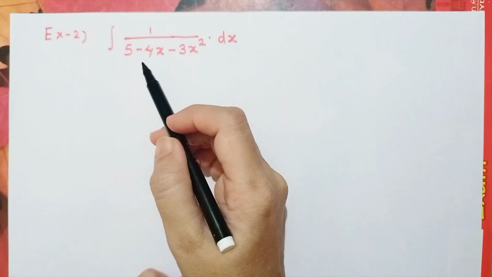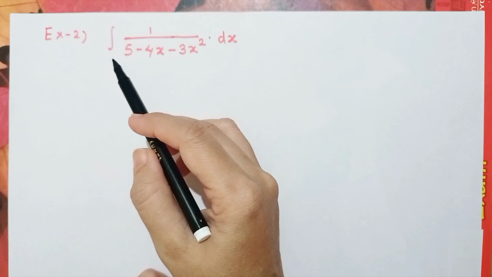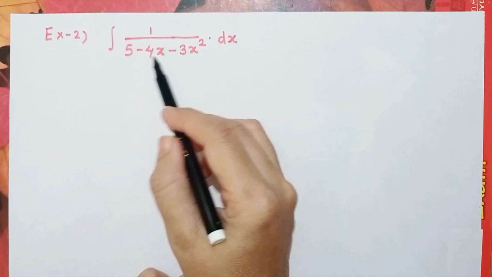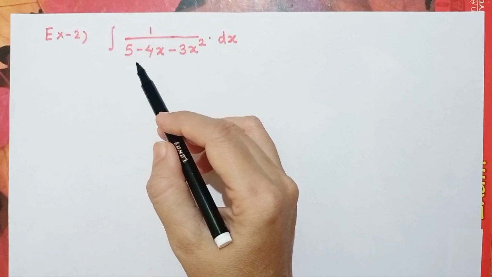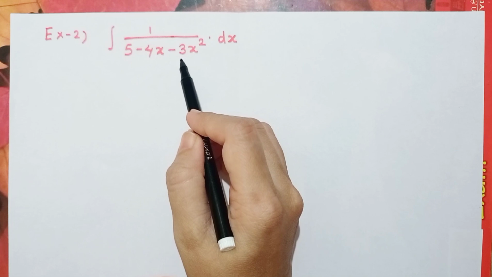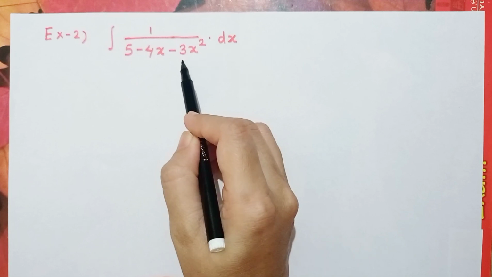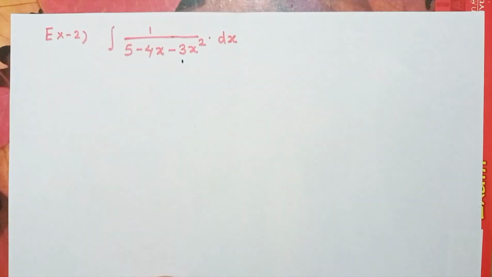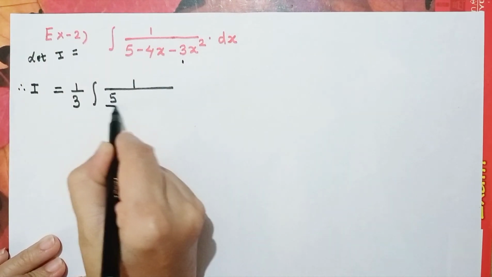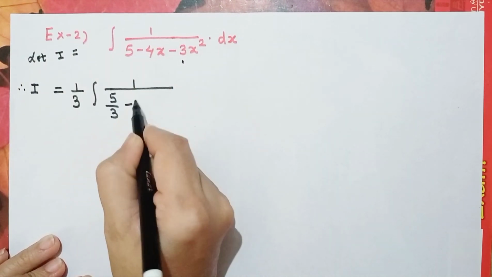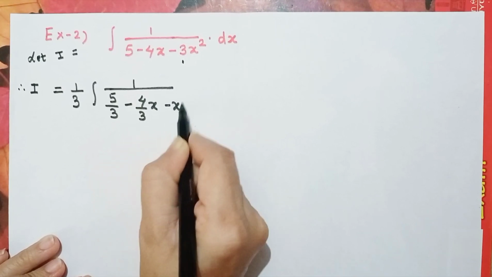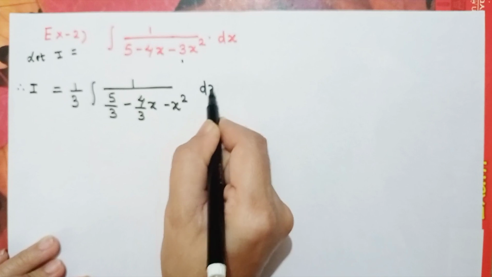Let's check this second example. This example is also in the form integration 1 upon ax square plus bx plus c, and our first step is we have to make the coefficient of x square 1. So we will take this 3 common out. So first term will be 5 by 3, then after that 4 by 3 x, and then minus x square dx.